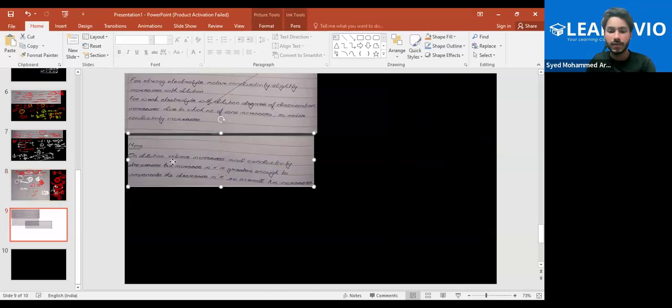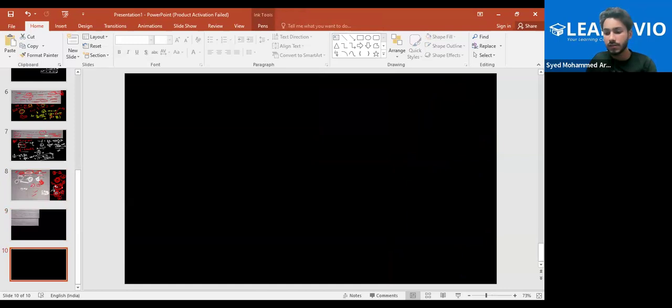See, I'm explaining to you. This is the blank page. See what is happening here. There are two terms: one is conductivity and the other one is molar conductivity. This is conductivity.